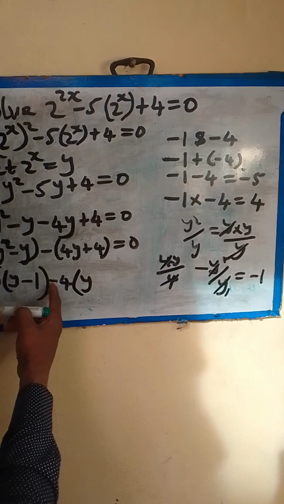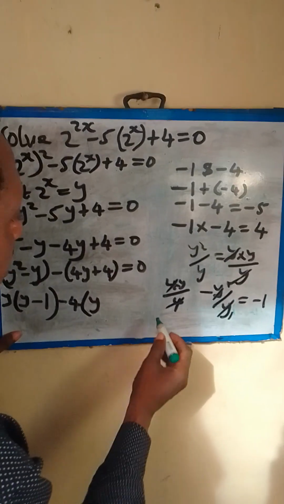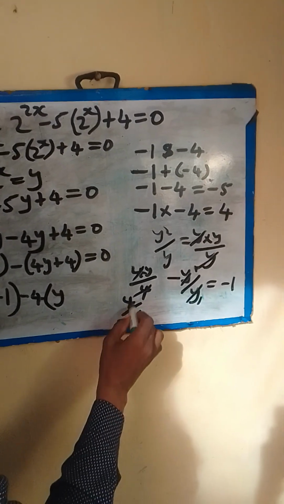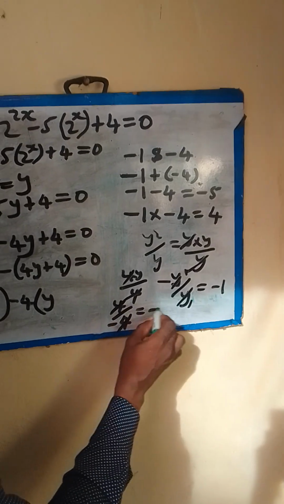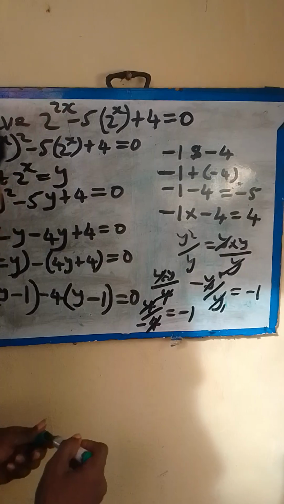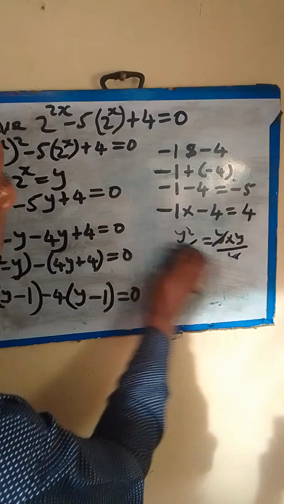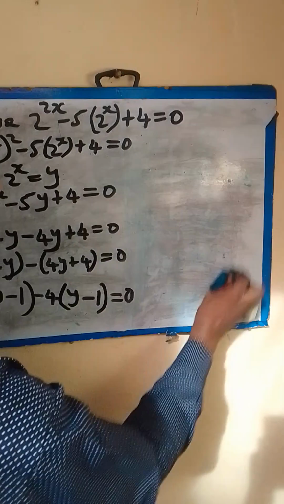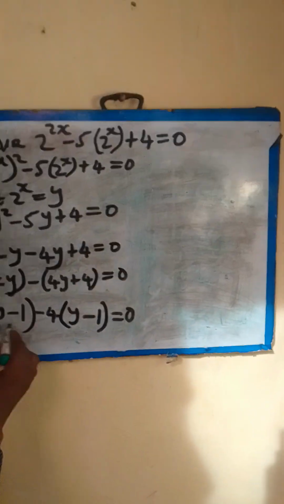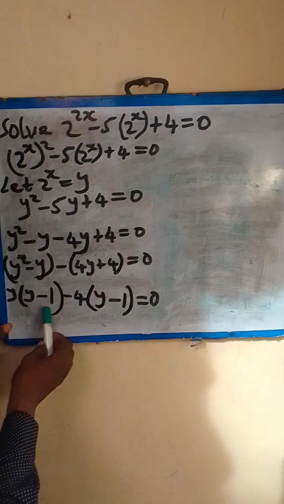Now remember that we have minus here: minus 4 into plus 4. So we are going to have this. 4 will take 4, and you are left with minus 1. So we have minus 1 here, is equals to 0. So that is, we have now factorized.